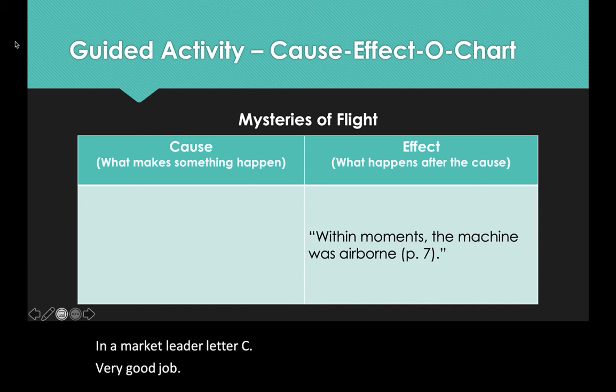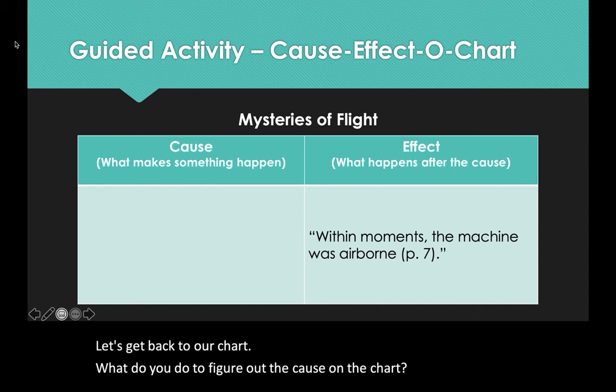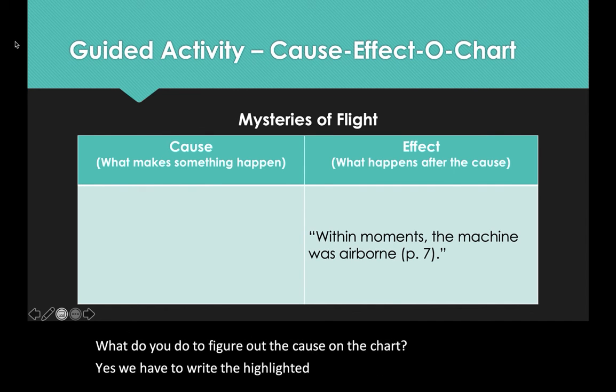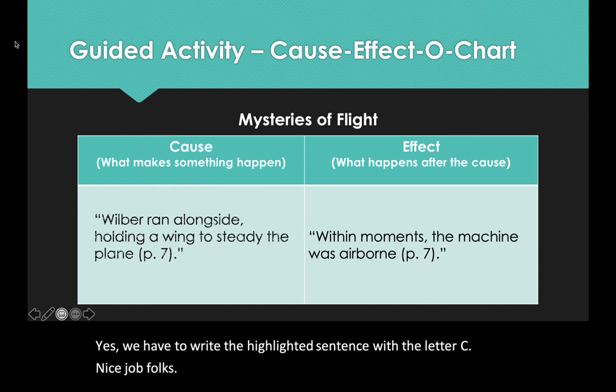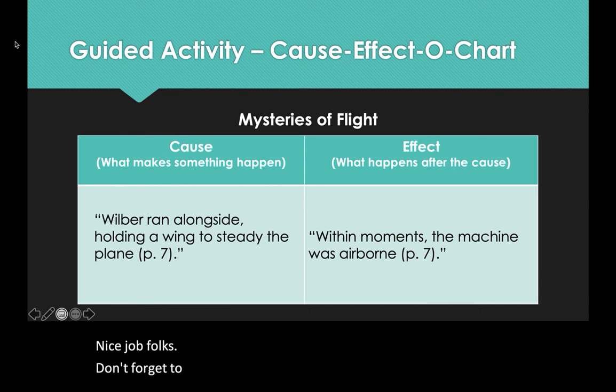Now, let's get back to our chart. So, what do you do to figure out the cause on the chart? Yes, we have to write the highlighted sentence with the letter C. Nice job, folks. But don't forget to add the page number using parentheses at the end.